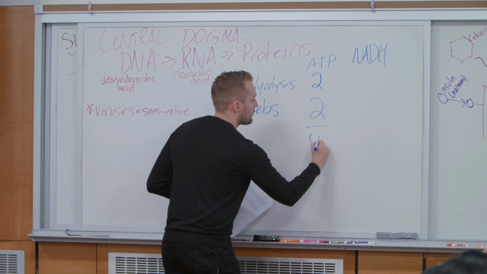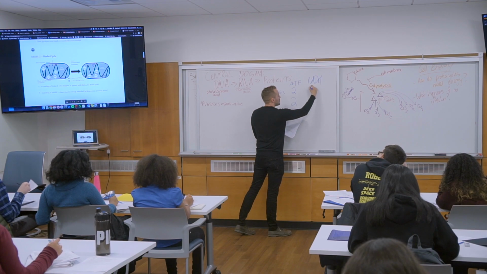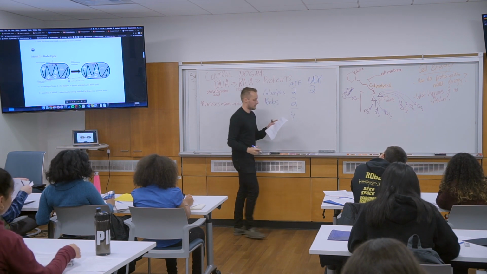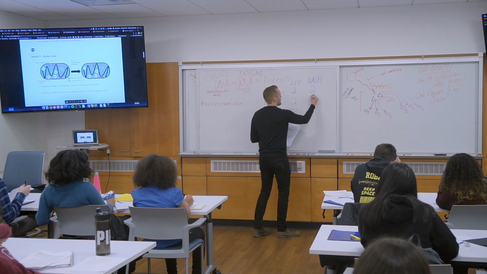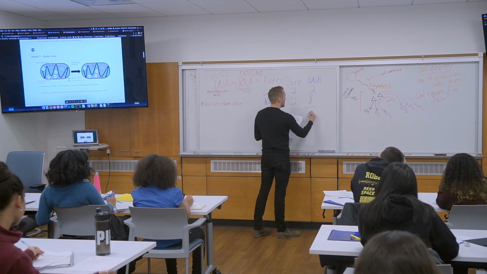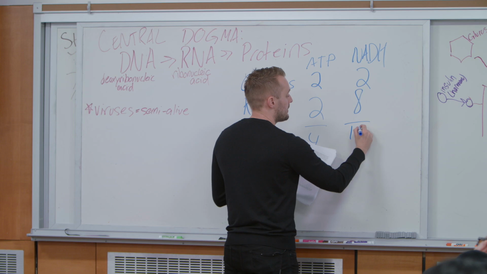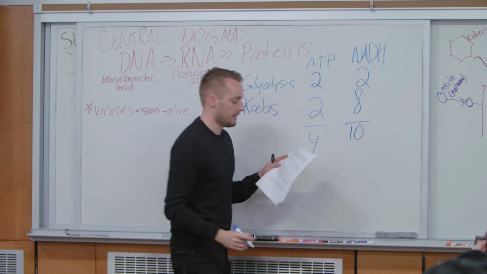Sorry, this is going to give me a total of 4 NADHs. I made 2 in glycolysis. And then for the Krebs cycle, how many did I make? 8. OK. Now that's going to give me a total of 10.